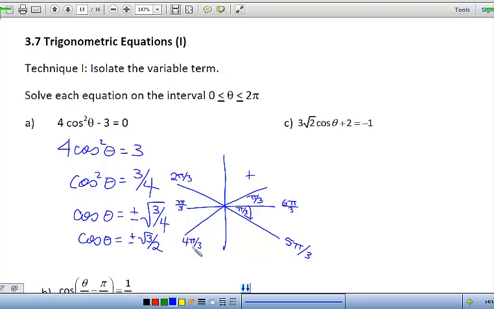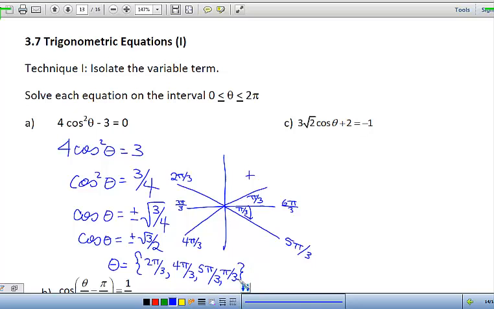And so our solution set is theta is equal to 2 pi over 3, 4 pi over 3, 5 pi over 3, and pi over 3, which I should have put first, but it really doesn't matter. So that is our solution set.